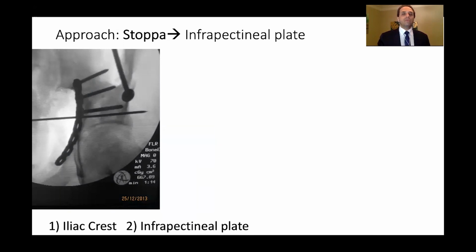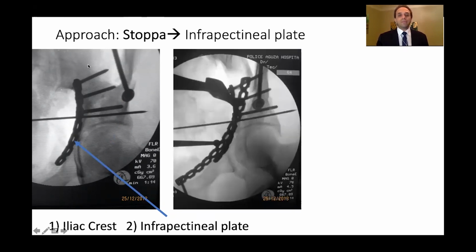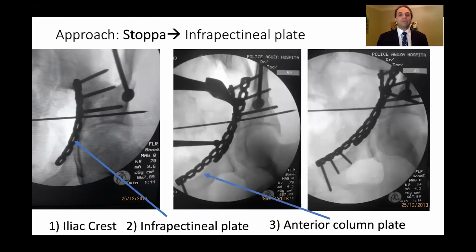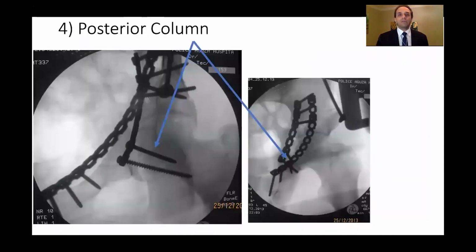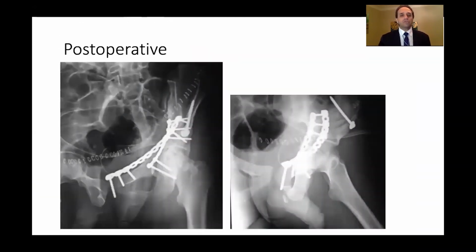Then I went through a stoppa approach, which is very useful in this case. First, you fix the iliac crest, then the infrapectineal plate, and you can see how the infrapectineal plate supports the roof here and holds the fracture. Then we put the anterior column plate, as you can see, and fix it with screws anterior and proximal. Posterior column, I used 2 screws to fix it through the infrapectineal plate. It's a difficult technique to use, but it's sometimes very useful through the stoppa approach.